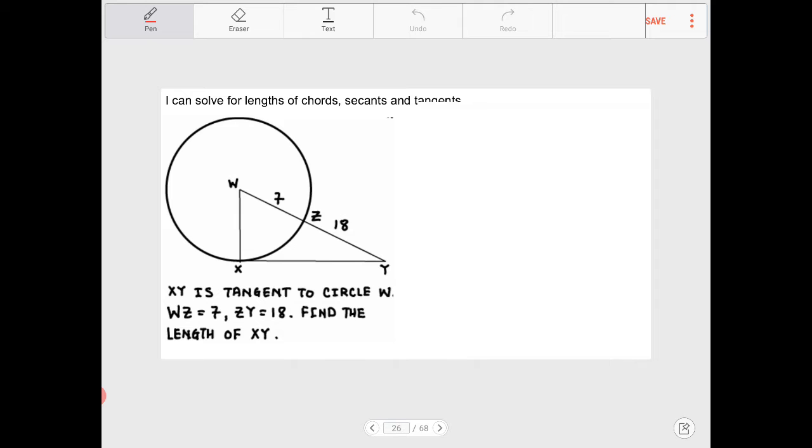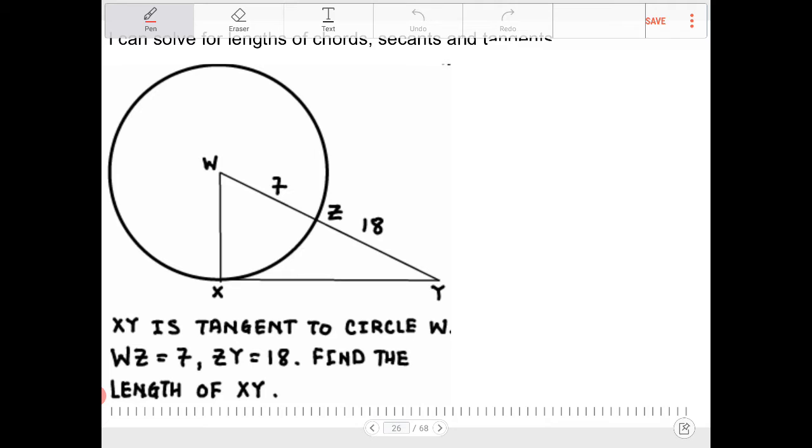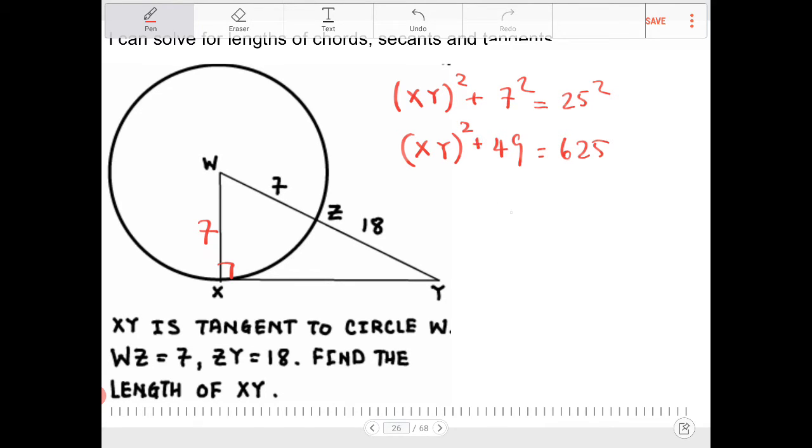All right, so very similar process. Notice now here we're told that XY is tangent, so therefore this length here must be 7, because that has to be the radius, and this is going to form that 90 degree angle. This is just a regular Pythagorean theorem again. So I know that XY, quantity squared, plus 7 squared will equal 25 squared. 25 squared, that's 625. 7 squared is 49. And all I got to do now is isolate XY squared.